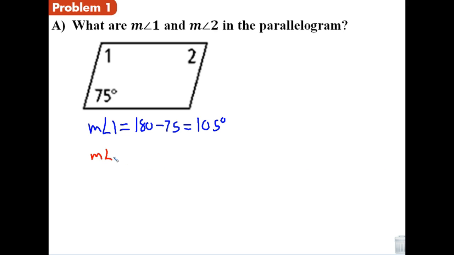For angle 2, notice that the 75 we're given and angle 2 are opposite angles. The theorems we just gave you said that opposite angles are congruent, therefore angle 2 is just 75 degrees. Or I suppose we know that 2 and 1 are supplementary because they're consecutive, so you could find it that way too. But anyways, here are our two properties of angles for parallelograms: consecutive angles are supplementary, opposite angles are congruent. Once you hit pause on the video, give part B a shot, and then hit play to check your answers.